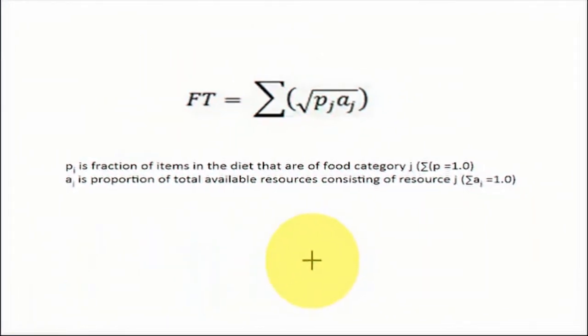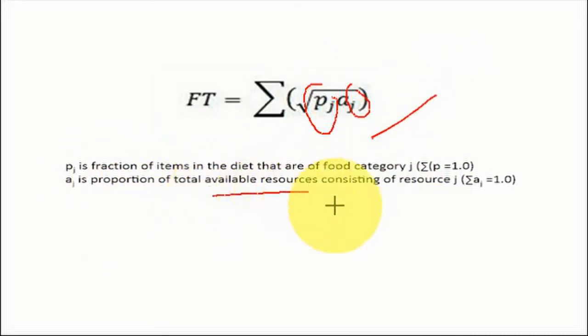Now coming to the Smith diet breadth. Smith diet breadth is almost similar to Halbert's diet breadth, but here the expression is a little bit different. But the parameters, that is Pj and Aj, are similar. Pj is the fraction of items in the diet data of food category J. Aj is also the proportion of total available resources consisting of resource J. So these are the fractions. But we need to find the square root of the product of the Pj and Aj. Then you have to sum up.